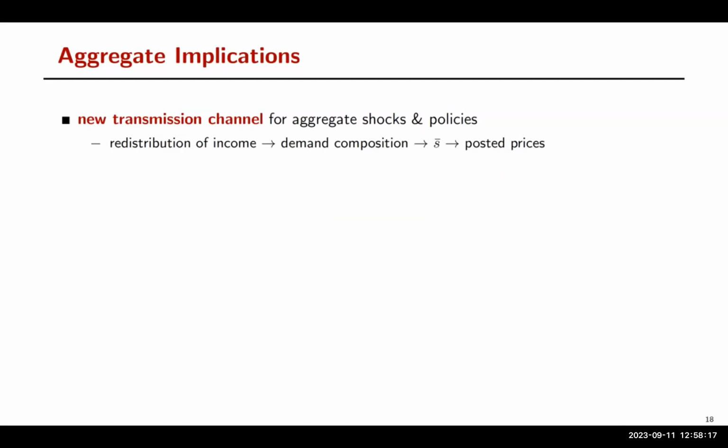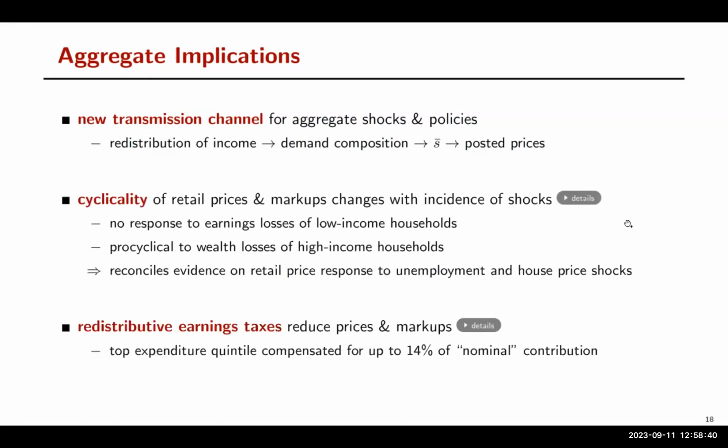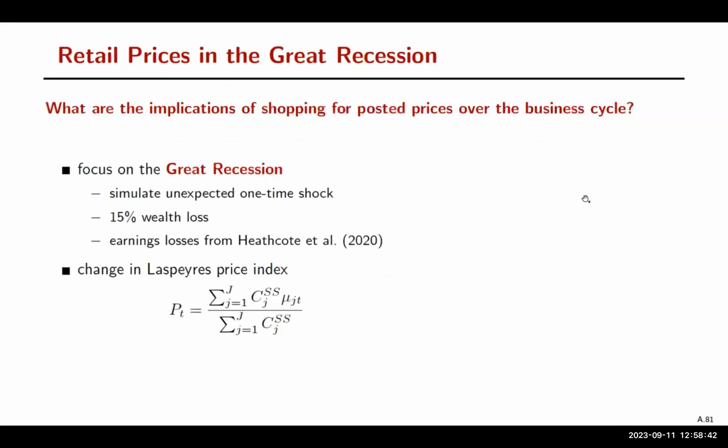Because if these shocks or policy redistribute income in any way, they will change the composition of demand. They will change whether products are bought by low or high income households. This change in the composition of demand will affect the demand-weighted shopping effort, and this effect on the demand-weighted shopping effort will then affect the prices that retailers want to post in equilibrium.